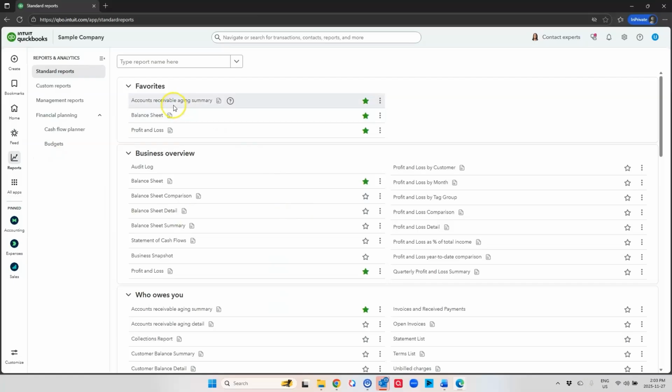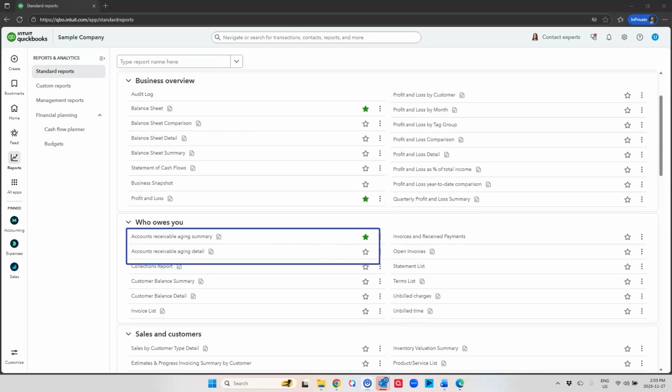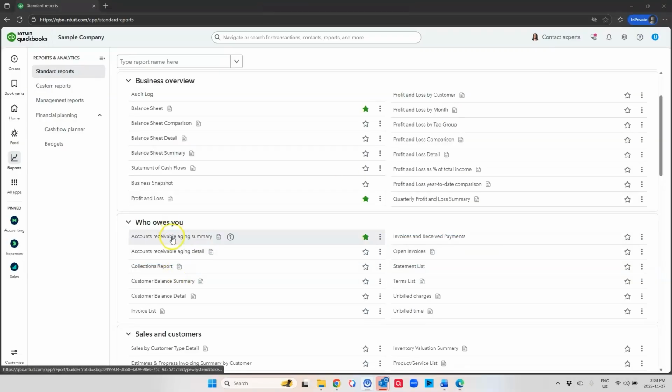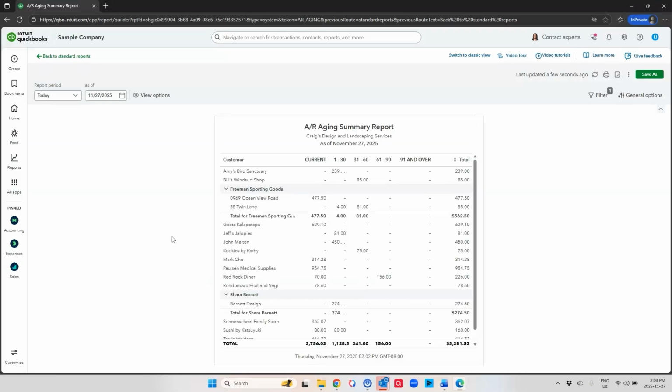And as you can see, the accounts receivable summary report is right here. If you scroll down here, you see there are two reports right near the top, the accounts receivable aging summary, which has a little star, that's why it shows up at the top, the accounts receivable aging detail, and we also have open invoices here. Now, I typically run straight towards the accounts receivable aging summary. It gives you a snapshot of what's going on.